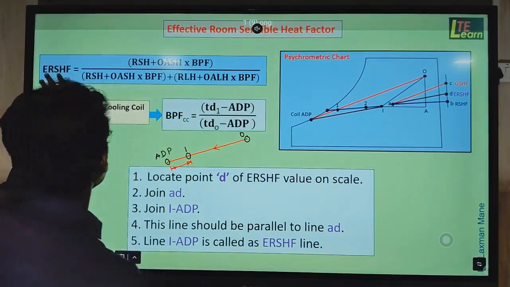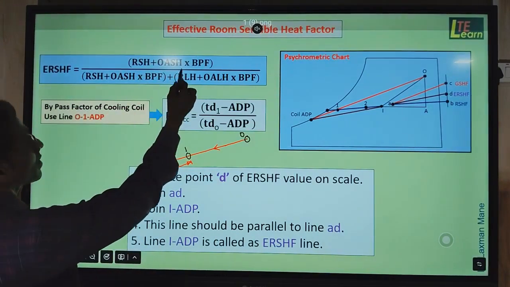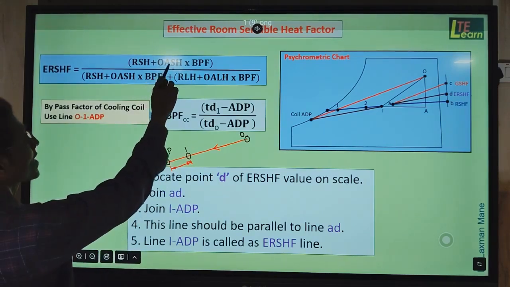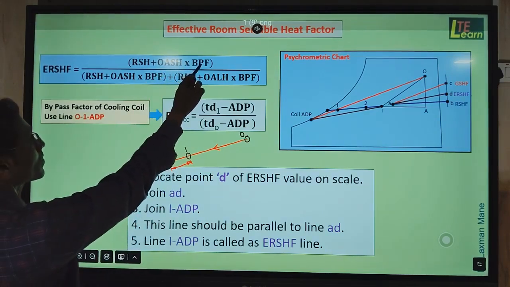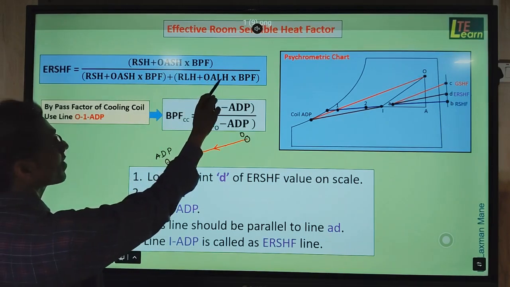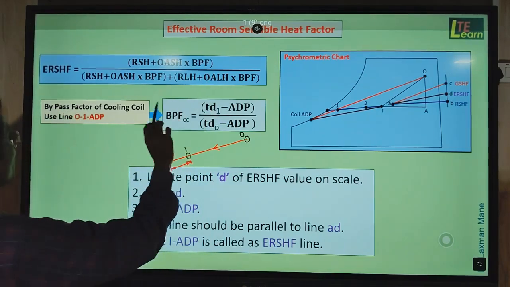In that, in the formula of grand sensible heat factor, in addition, the bypass factor comes into the picture. So here the outside air sensible heat is multiplied with the bypass factor, in the numerator and denominator. Also here the outside air latent heat is multiplied with the bypass factor. Now we will see about the bypass factor.